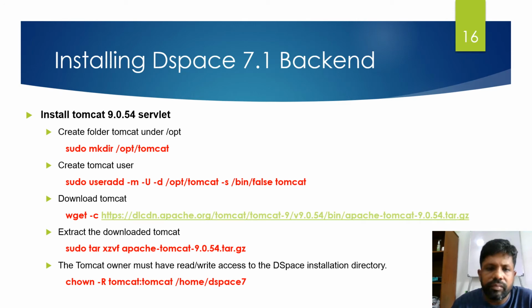Then Tomcat. Here also there are several methods to install Tomcat. I am using the OPT folder. I just download the Tomcat file and extract it there, and also give owner permission to Tomcat for that folder.